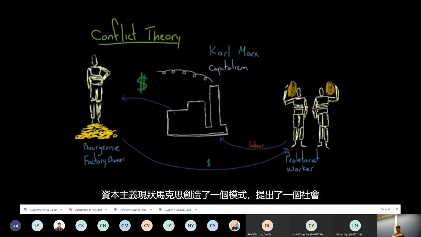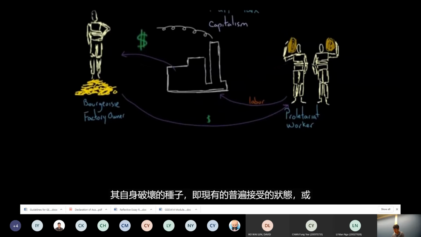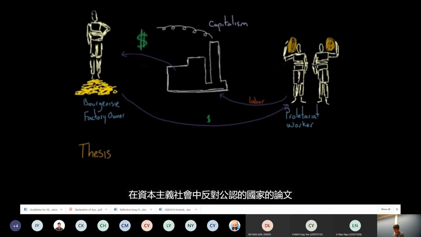the capitalist status quo. Marx created a model which proposed that a society where one group exploited another group economically would actually contain the seeds of its own destruction. The existing generally accepted state, or thesis, of a society would cause the formation of a reaction, or antithesis, that opposed the accepted state. In a capitalist society, the accepted thesis was that the bourgeoisie ran the factories, while the working class provided the labor. The desire of the working class to change the way things were was the antithesis.